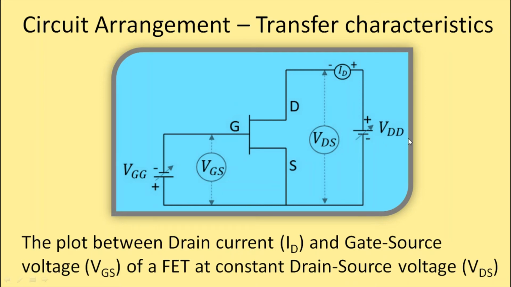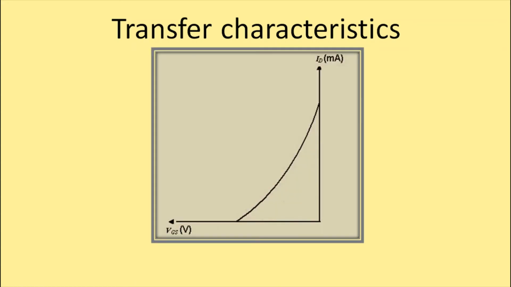So by varying VDD, I will set the value of VDS. Once I am done with setting the value of drain to source voltage, I will vary VGS, that is gate to source voltage. And how I vary VGS is with the help of VGG. So every time I vary VGG, VGS will change, and for every single value of VGS that I set up, I make a note of the corresponding value of drain current. Now, when I plot the graph of this, I get the graph something like this.